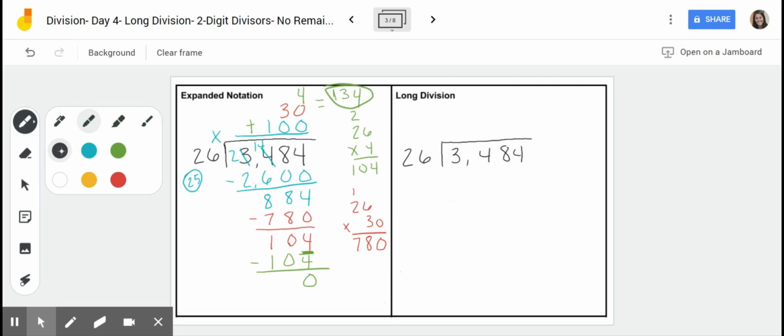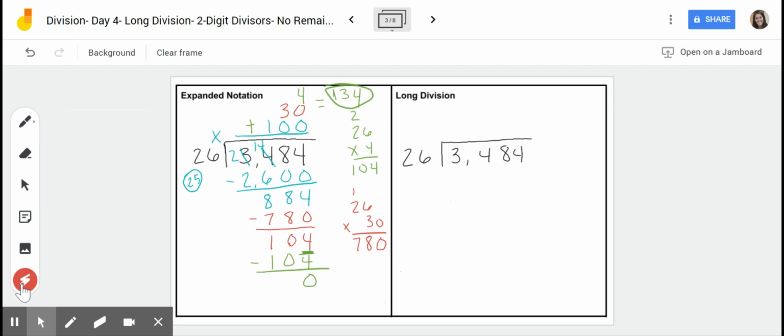Now, let's repeat the process, but this time looking at it from the lens of long division. The other day we looked at how expanded notation and long division are very similar. So I want to focus on that again today as we look at these two strategies. And I want you to pay attention to how the digits in our partial quotients here are similar to the digits that we'll end up with in our quotient for long division.